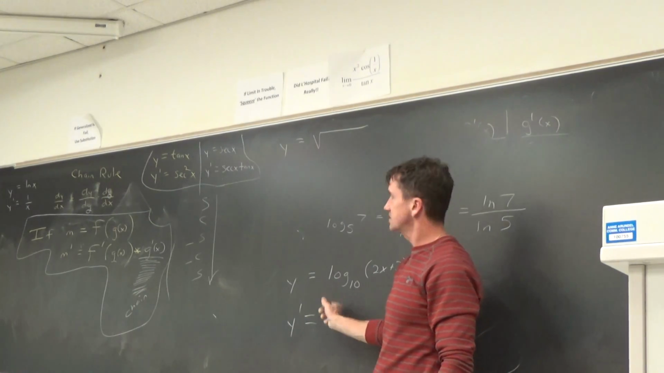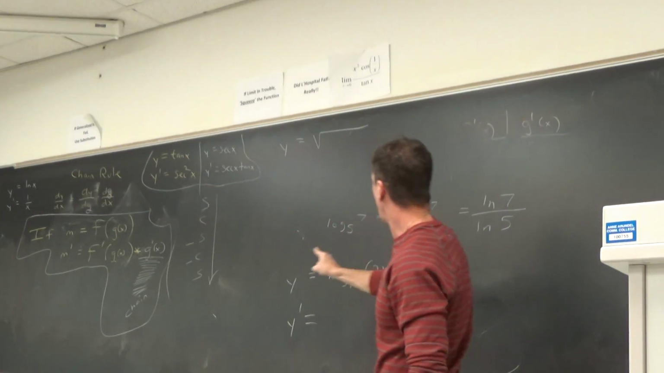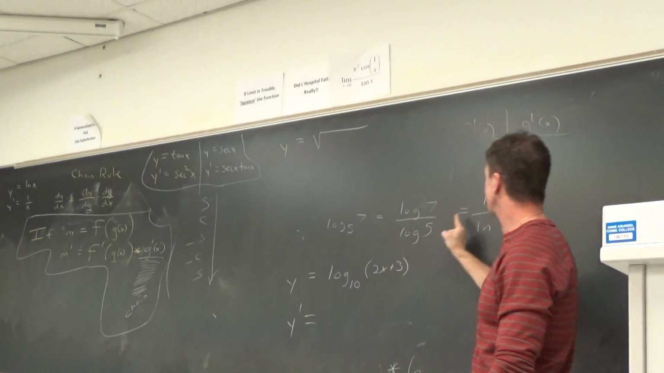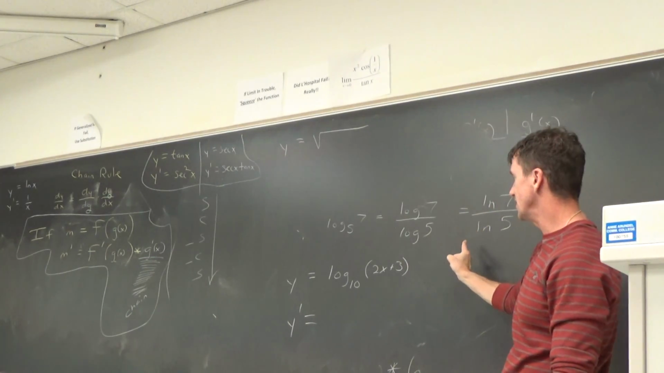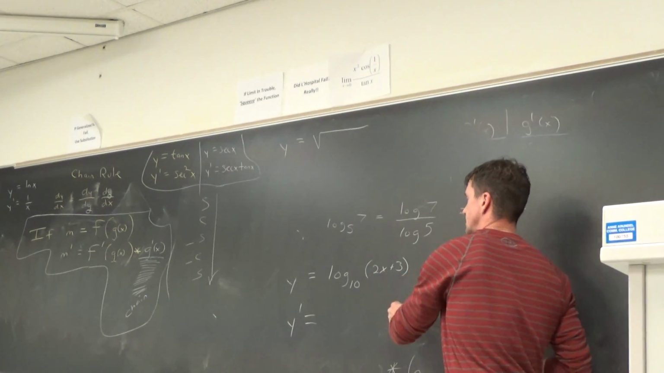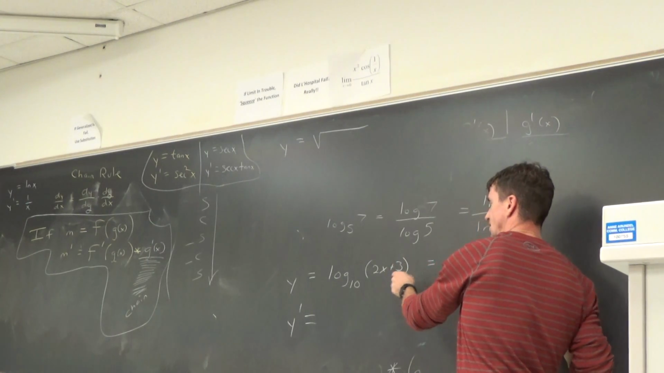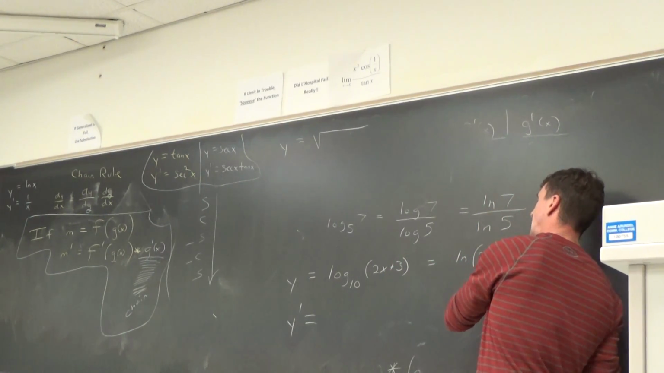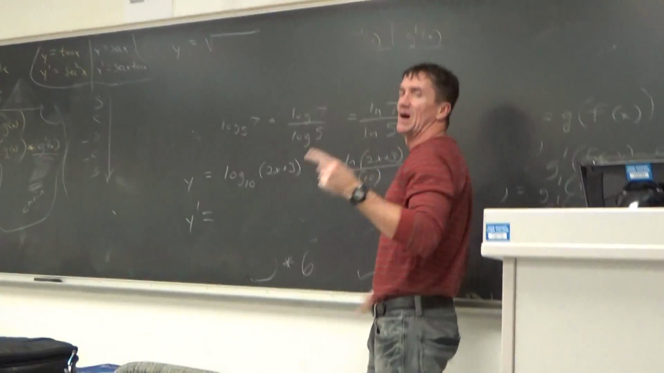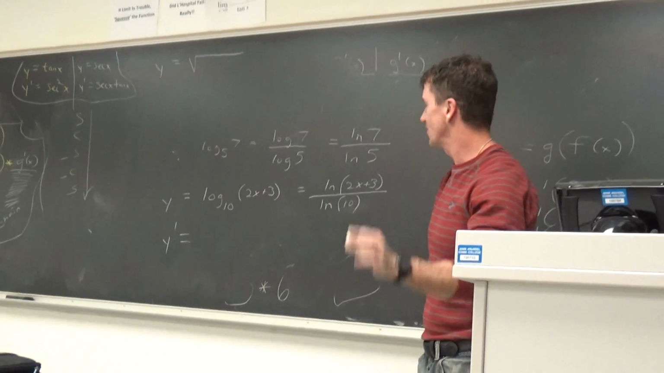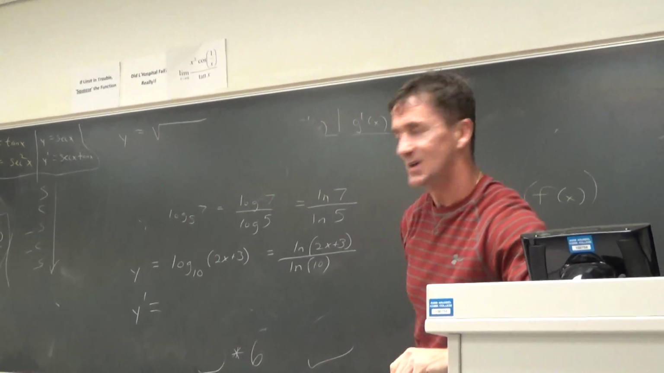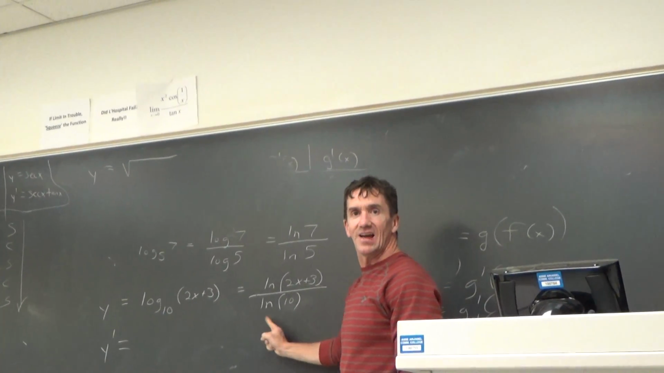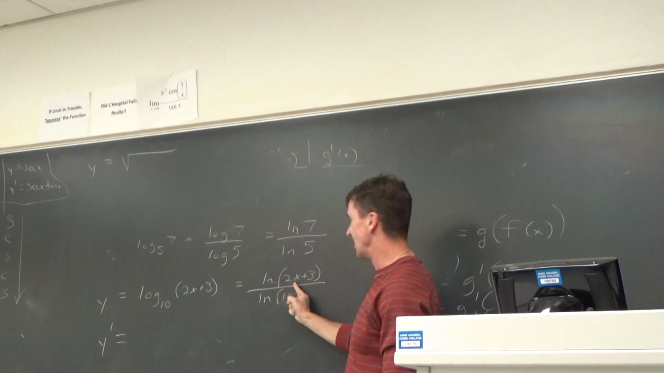To do this, I want to use that, so you want to rewrite this with LNs. See if you can do it. What's a way I can write this in terms of LNs? It's ln of 2x plus 3 divided by the constant natural log of what number? 10. So the bottom line is this: if you ever have the derivative of a log base 10, just divide by the ln of 10 and do the ln of 2x plus 3.